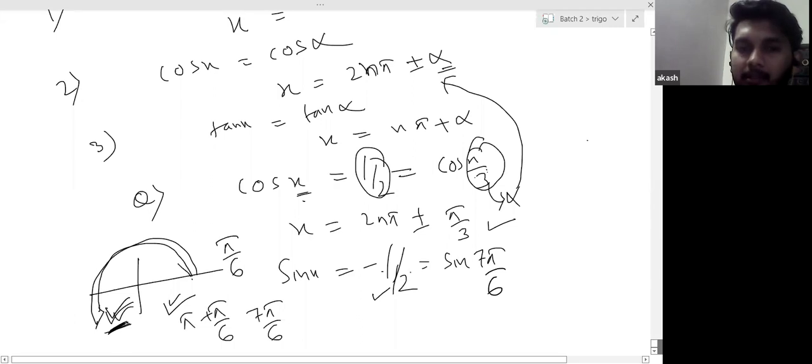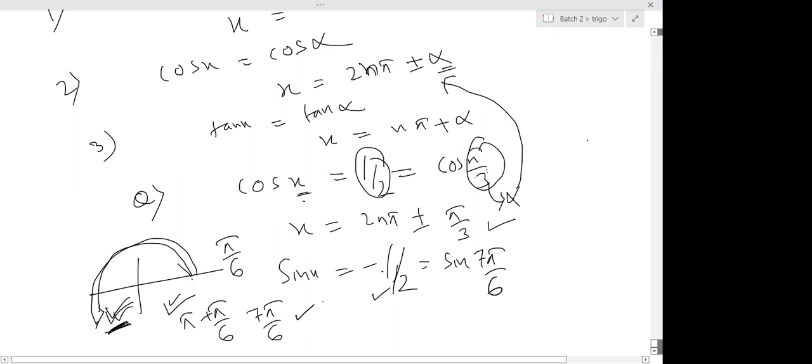Rahman, Shafullah, is this clear? How to find alpha? So repeat the sine part again. All right.